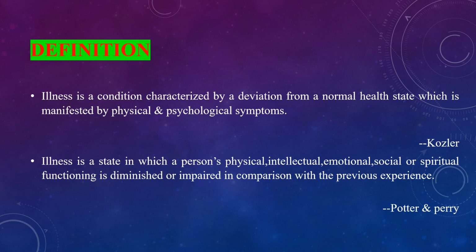If you see the definition, illness is a condition characterized by a deviation from a normal health state, which is manifested by physical and psychological symptoms. This was given by Kozier. Illness is a state in which a person's physical, intellectual, emotional, social or spiritual functioning is diminished or impaired in comparison with the previous experience. This was given by Porter and Petrie. These are the definitions.